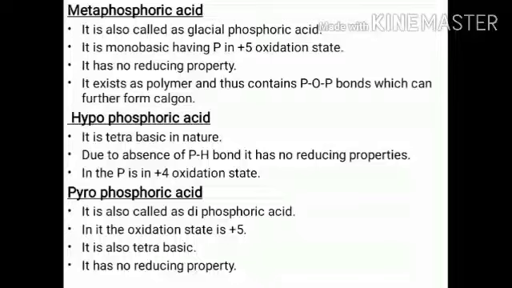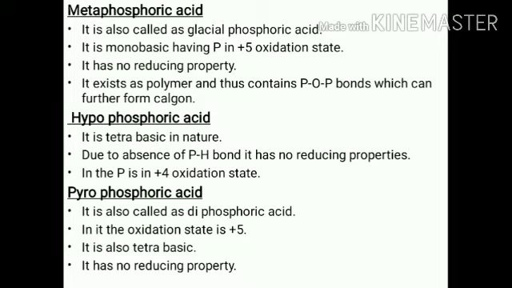Now metaphosphoric acid, it is also called glacial phosphoric acid. It is monobasic, having phosphorus in the plus 5 oxidation state. It has no reducing property. It exists as a polymer and thus contains the POP bond. Hypophosphoric acid is tetrabasic in nature. Due to the absence of a PH bond, it has no reducing property. The oxidation state of phosphorus is plus 4.